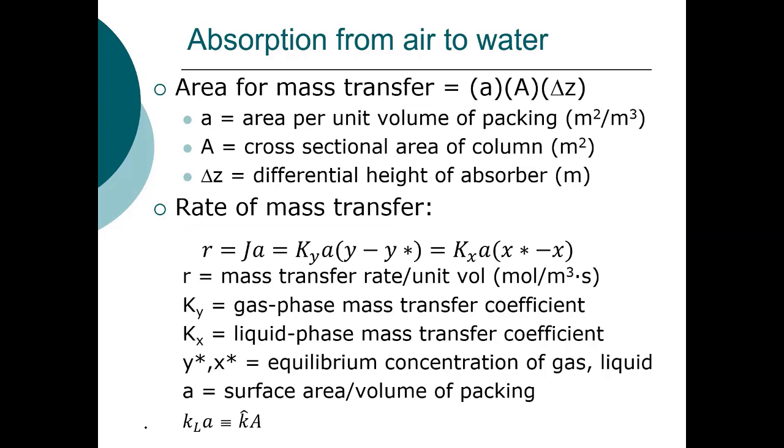So as we mentioned, surface area is extremely important. We need area across which mass transfer can occur. And our systems are designed to optimize that mass transfer. So lowercase a is just the area per unit volume of packing. Uppercase A is the cross-sectional area of the column. And delta Z is the differential height of the absorber.